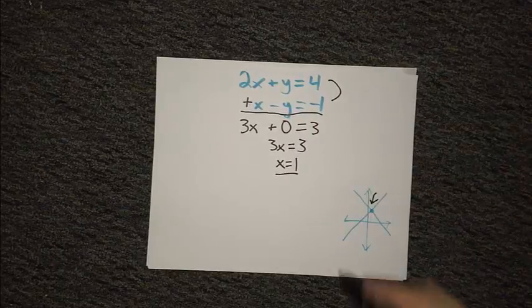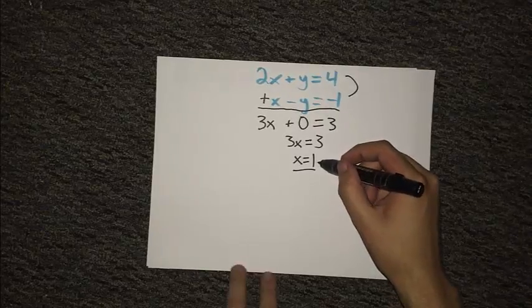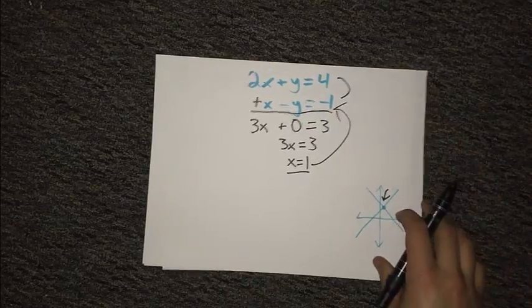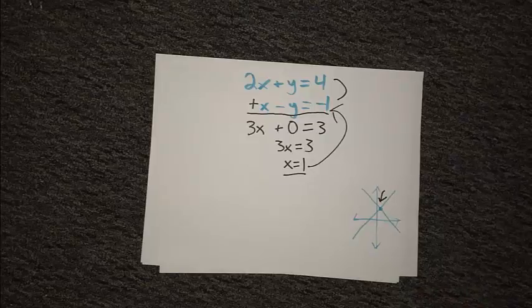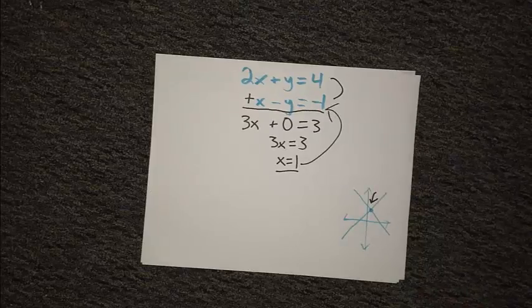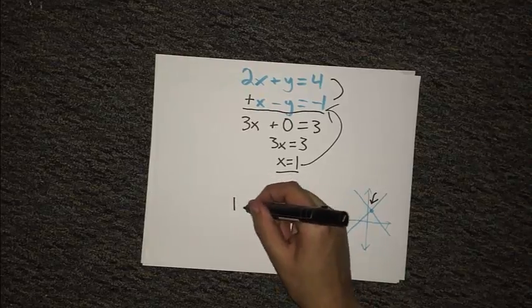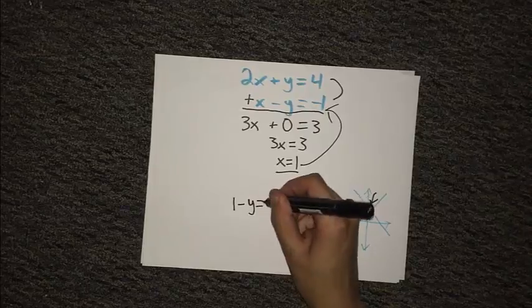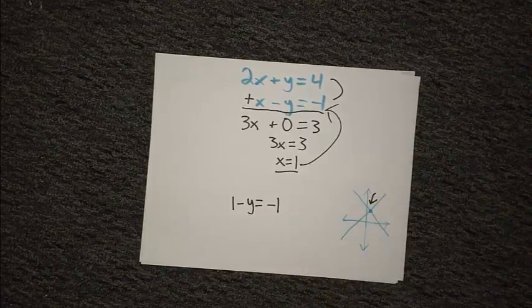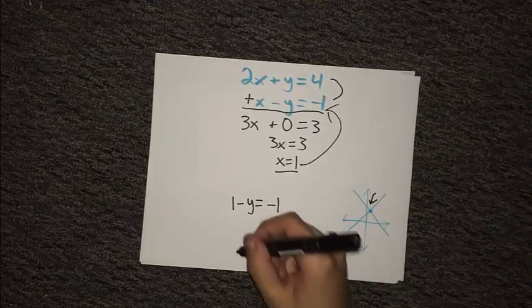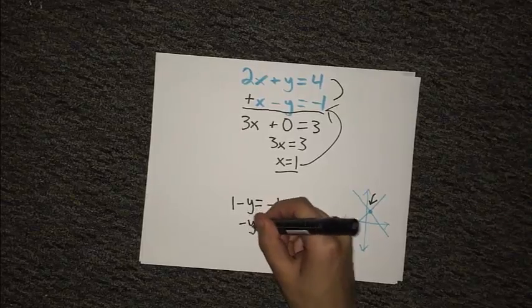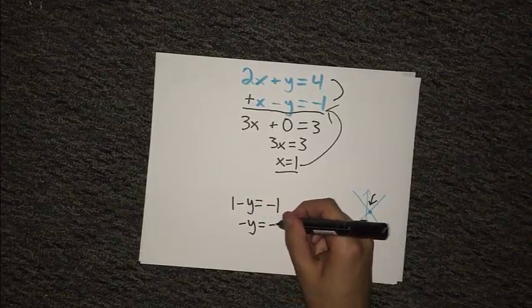This is only the x-coordinate of the entire point. So by plugging in x is equal to 1 back into one of the original equations, we will be able to find the y-coordinate. By replacing x with 1 in the second original equation, we'll get 1 minus y is equal to negative 1. And then we just simply solve for y. This gives us the y-coordinate, y equals 2.